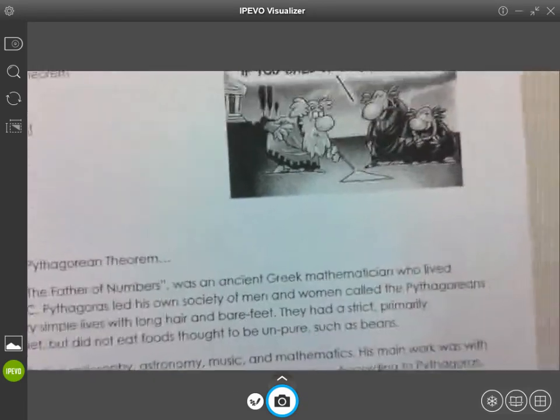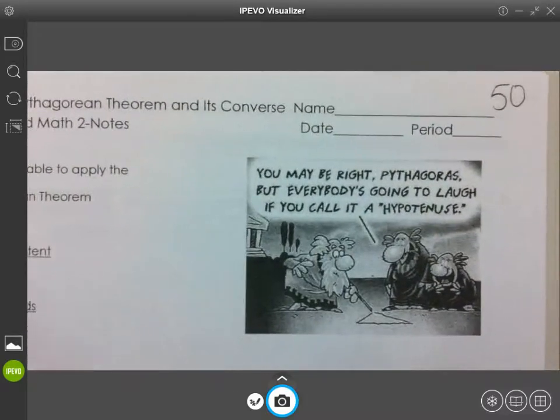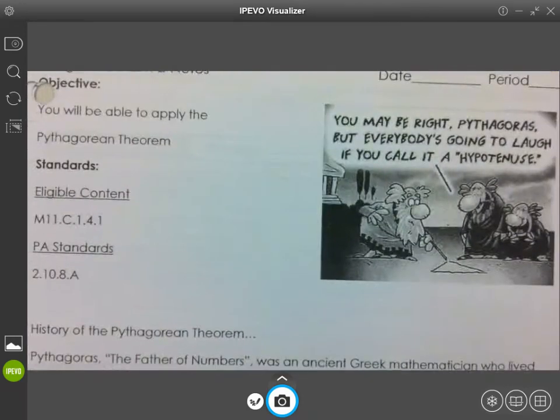All right, we are working on notes. It's page 50 in the packet. It is the Pythagorean Theorem and its Converse. I think Pythagorean Theorem is something we know. It's just something that sometimes we misuse. I assume you have your calculator ready to go.